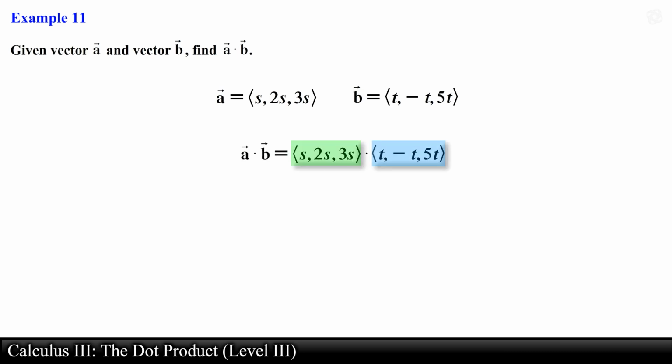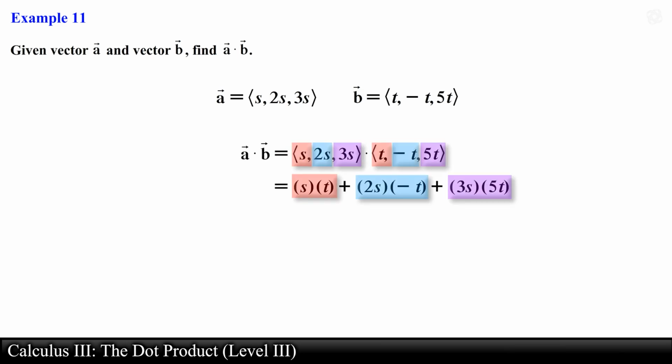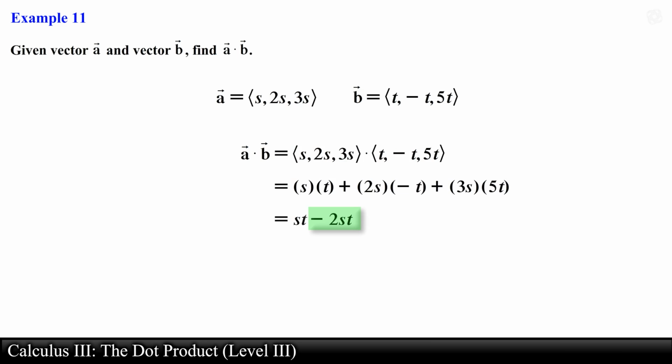We approach the problem in the same way as we did in the previous examples. So we multiply the x, y, and z components together and add them. The first product reduces to st. The second product reduces to negative 2st, and the third product reduces to 15st. Finally, we collect like terms and simplify, obtaining 14st as the final answer. Okay, in our next video, we will go over slightly more challenging examples.